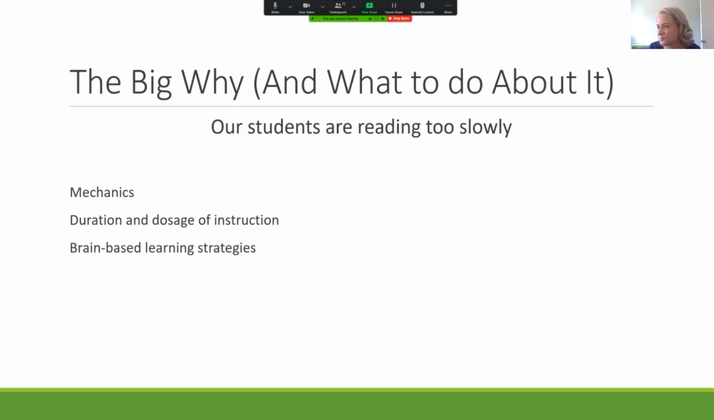So anyway, the big why is our students are reading too slowly. And what can we do about it? In my mind, there are 3 big things that we can do to intervene and make this a better situation for our students. One has to do with the mechanics. We have a real advantage when it comes to Braille readers that we don't have with sighted readers. With sighted readers, your eyes are doing a lot of the same things that hands are doing. You just don't have the ability to control your eyes, and you're less aware of what they're doing.